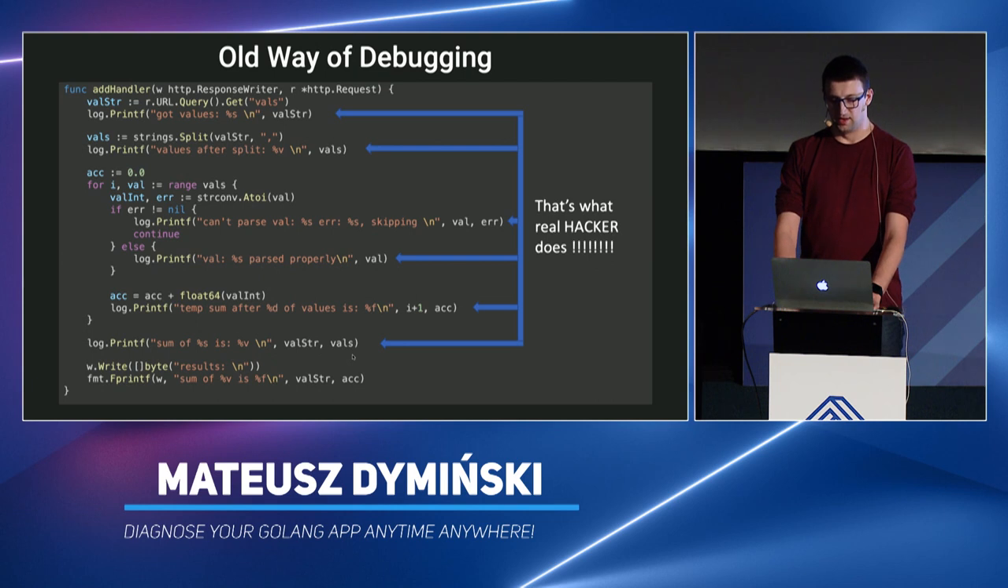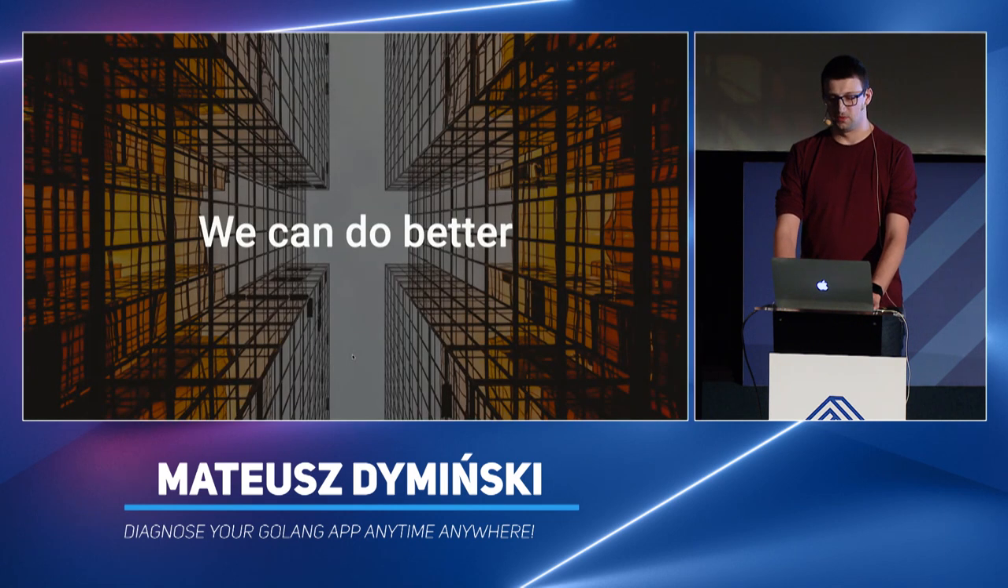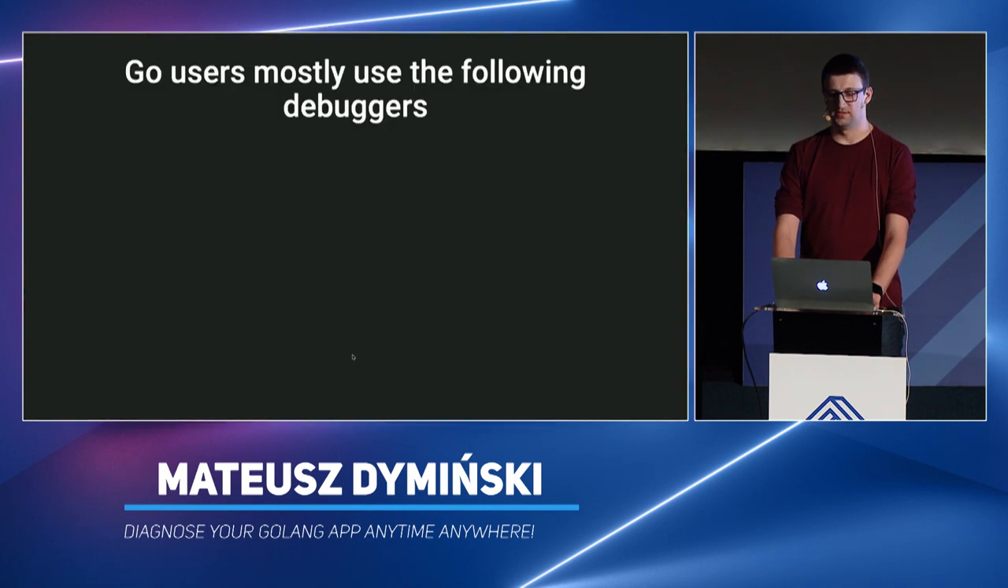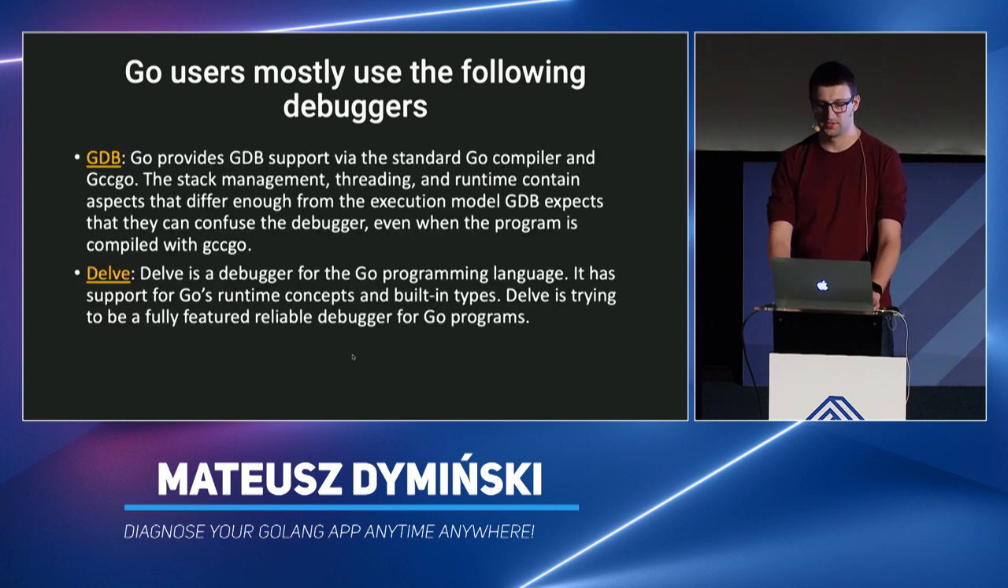But we can do better. So the very first thing is that we've got two options. The first one is GDB, and the second one is Delve, as I mentioned already. Delve is the debugger which is written in Go, and it has great support for the Go runtime. But when I was preparing this presentation, I started with GDB. So I said, okay, there are two debuggers, let's show both of them.